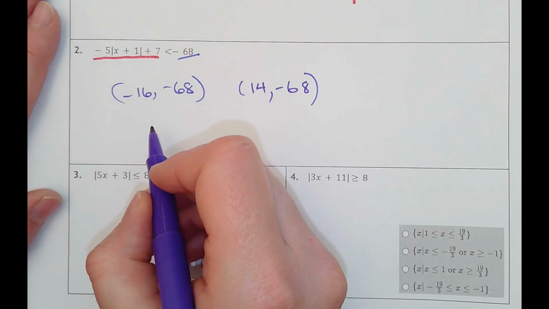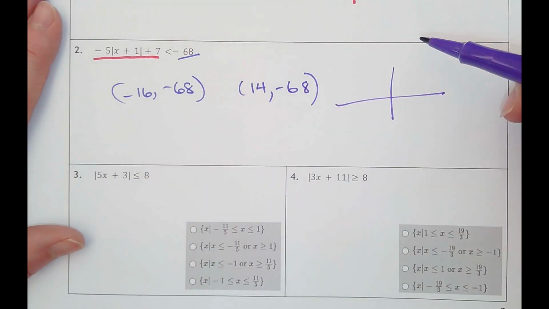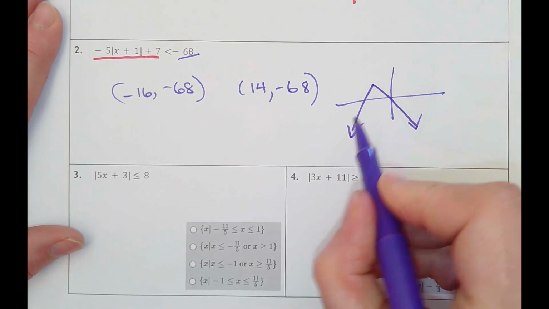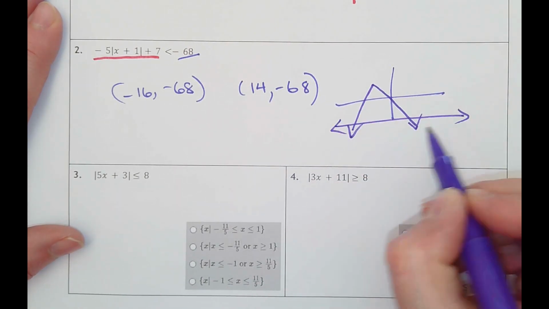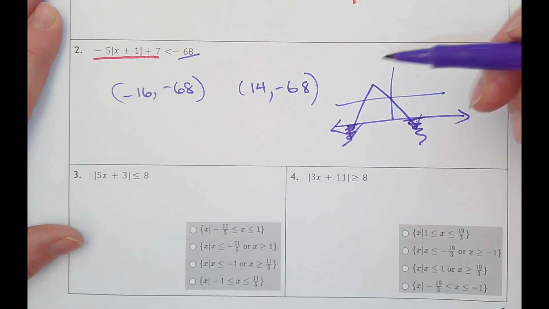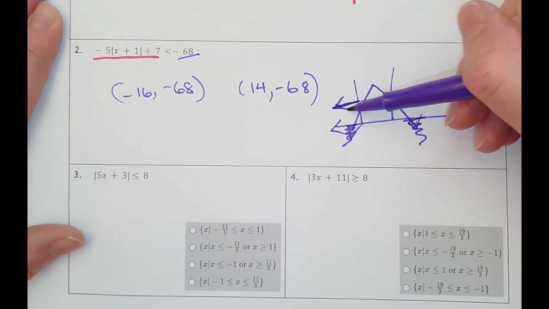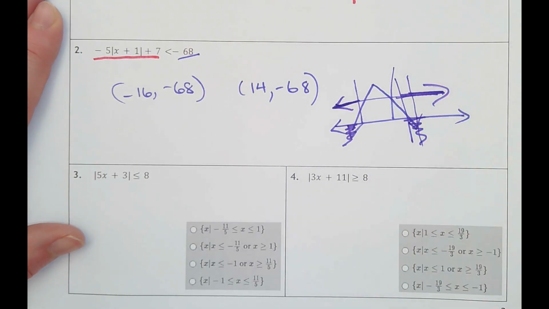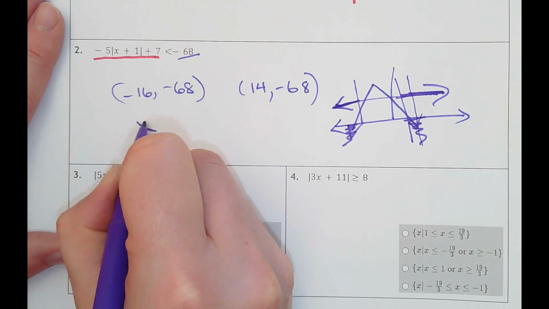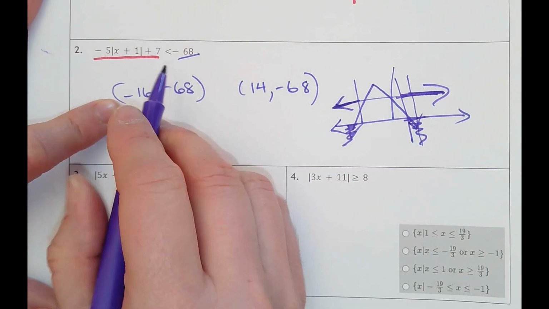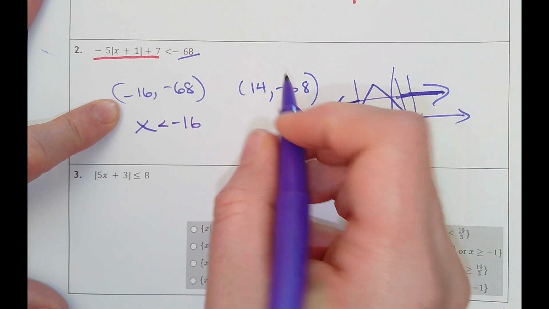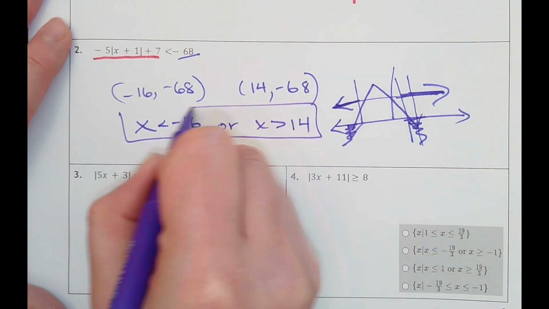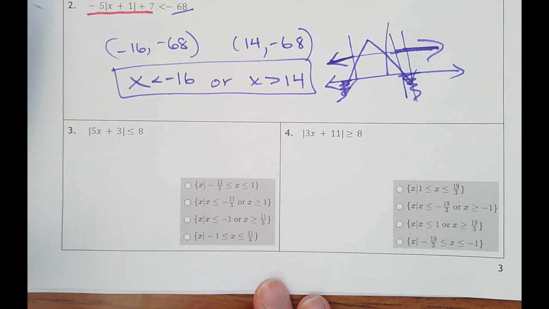And we said this was an OR because our absolute value graph is doing this, and then we have a horizontal line here, and we wanted where is it less than. And so it's this way to the left, oh, that was really sloppy, sorry, and that way to the right. So I would say x's are less than -16 or x values are greater than 14. Okay, 2 more. These are multiple choice.